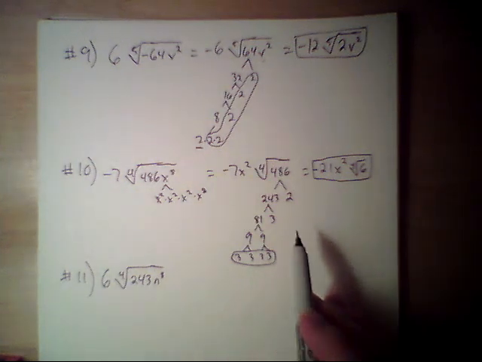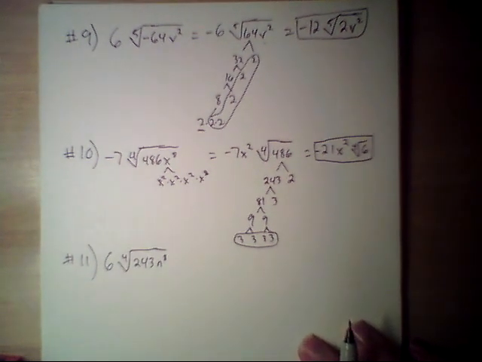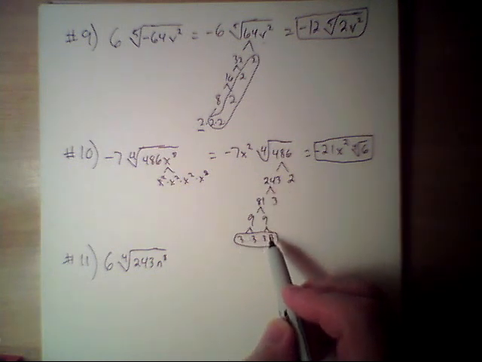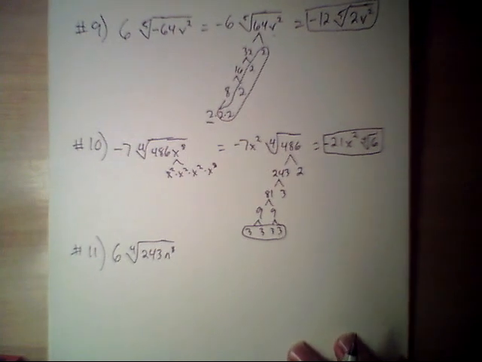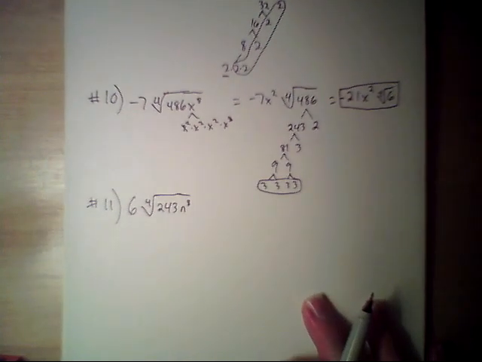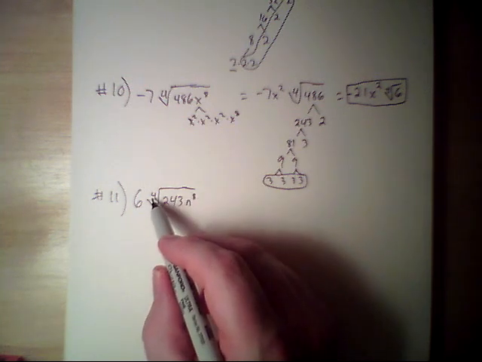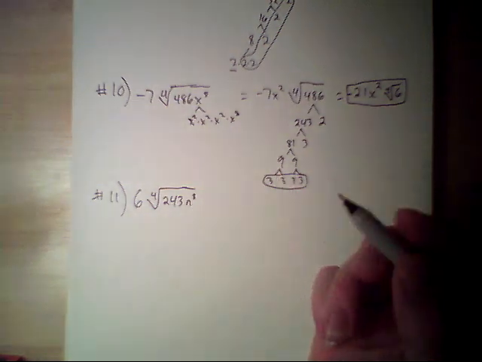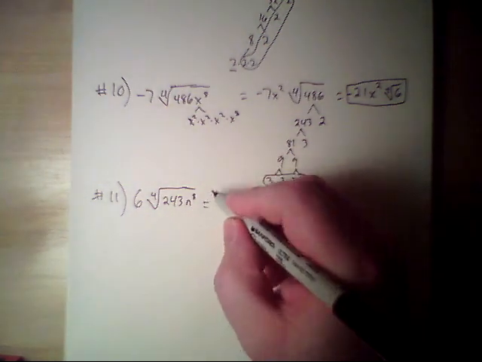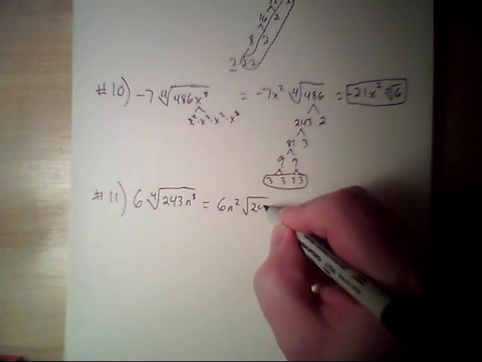Now I could just cheat and look at the last problem and realize that 243 breaks down into 3 times 3 times 3 times 3 times 3. So we have an n to the 8th. We already know that if we have an 8th power and a fourth root, we just divide the power by the root. So an n squared comes out. So that equals 6n squared times the fourth root of 243.